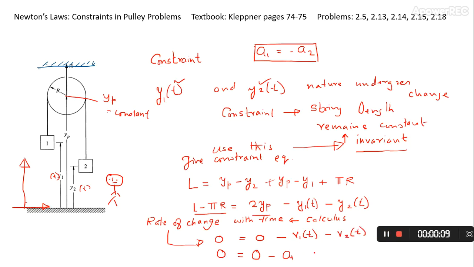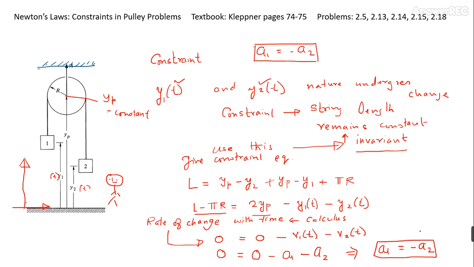Which is acceleration, the rate of change of velocity of object 1, and the rate of change of v2 is the acceleration of the object 2. And as you can see, this implies a1 equals minus a2, and we have got the same equation that we guessed as the constraint equation.